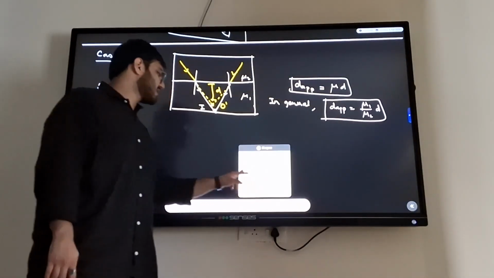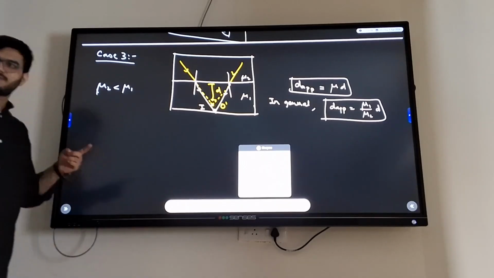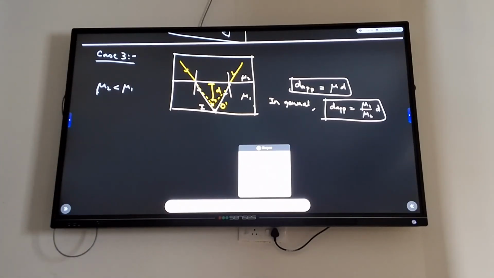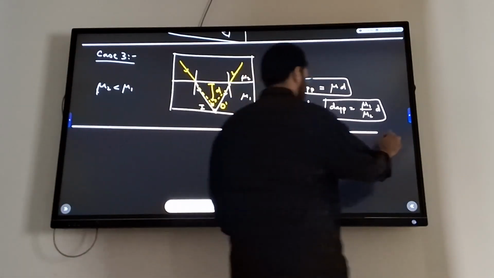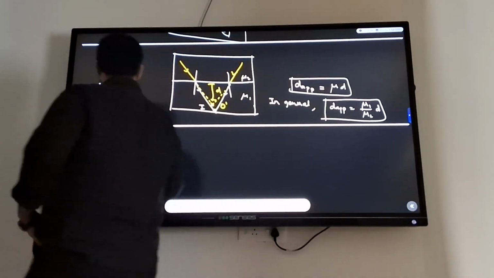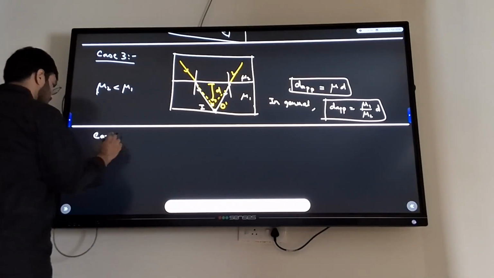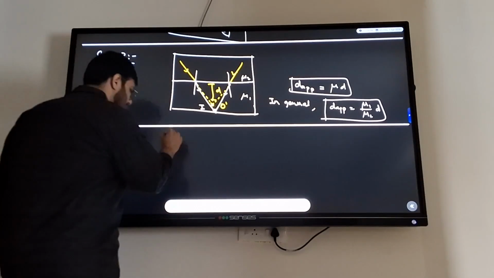Case 4. Case 4 क्या होगा? I put my virtual object inside the water. Now let me put my virtual object above the water. And that will complete all the cases. So, case 4. What will that look like?